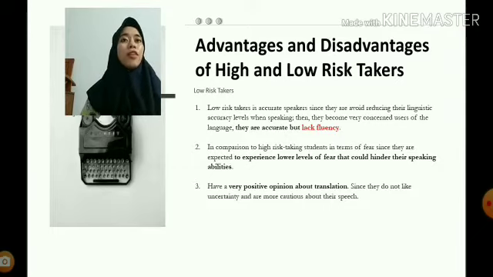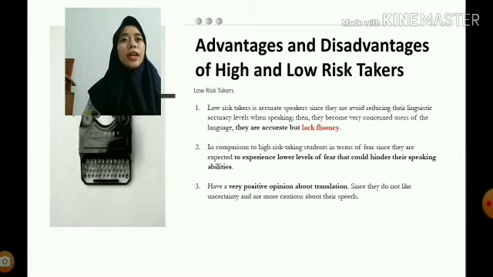Low risk takers avoid reducing their linguistic accuracy levels when speaking. They become very concerned users of the language. Before being uttered, their linguistic products are edited. When their structures are expressed, they are accurate but lack fluency. However, research on this topic recognizes the advantages that low risk takers might have by being accurate speakers. However, the reasons for such a claim have not been studied in depth.